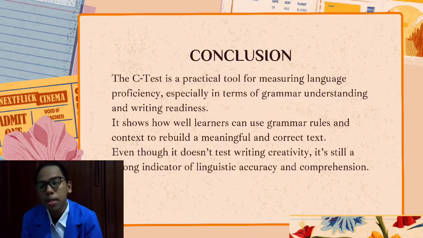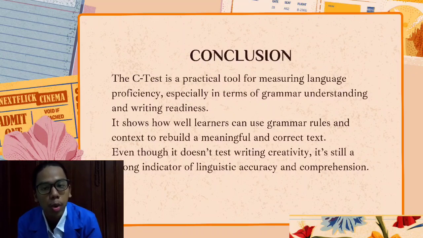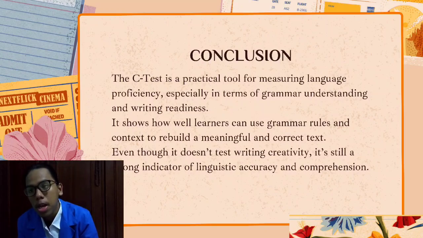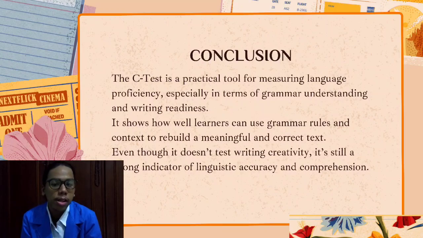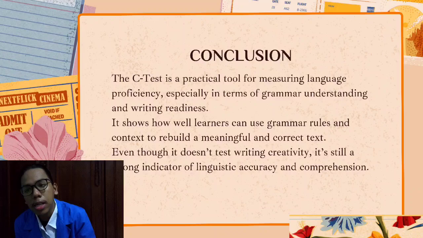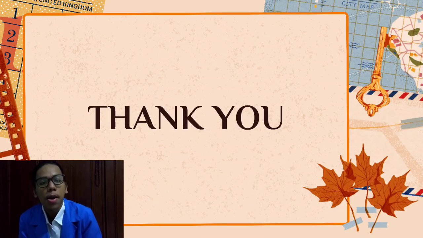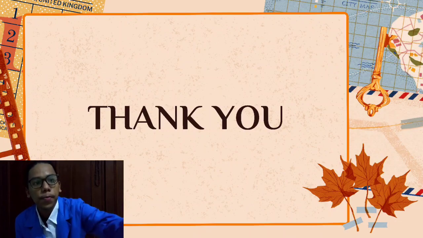So the conclusion is the C-test is a practical tool for measuring language proficiency, especially in terms of grammar understanding and writing readiness. It shows how well learners can use grammar rules and context to rebuild a meaningful and correct text. Even though it doesn't test writing creativity, it is still a strong indicator of linguistic accuracy and comprehension. So that's it for part 1 of the Project 1 language assessment.